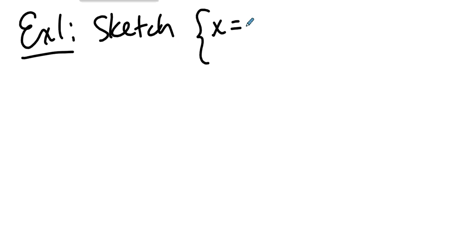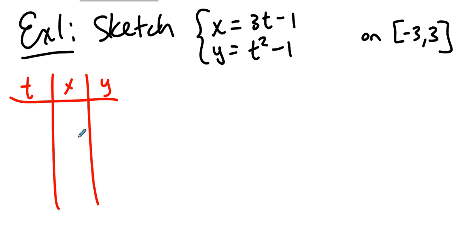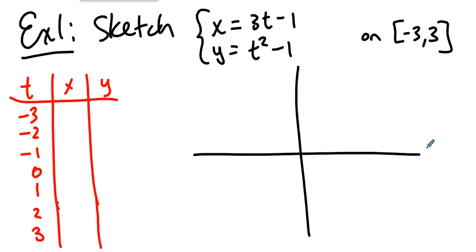So if I may, let's sketch x equals 3t minus 1 and y equals t squared minus 1 for t ranging from -3 to 3. So how does this work? Well, you set up your t's and your x's and your y's, and your t's run from -3 to 3, and then you figure out what the x's are for those t's and what the y's are for those t's, and then we graph those points in the coordinate plane.